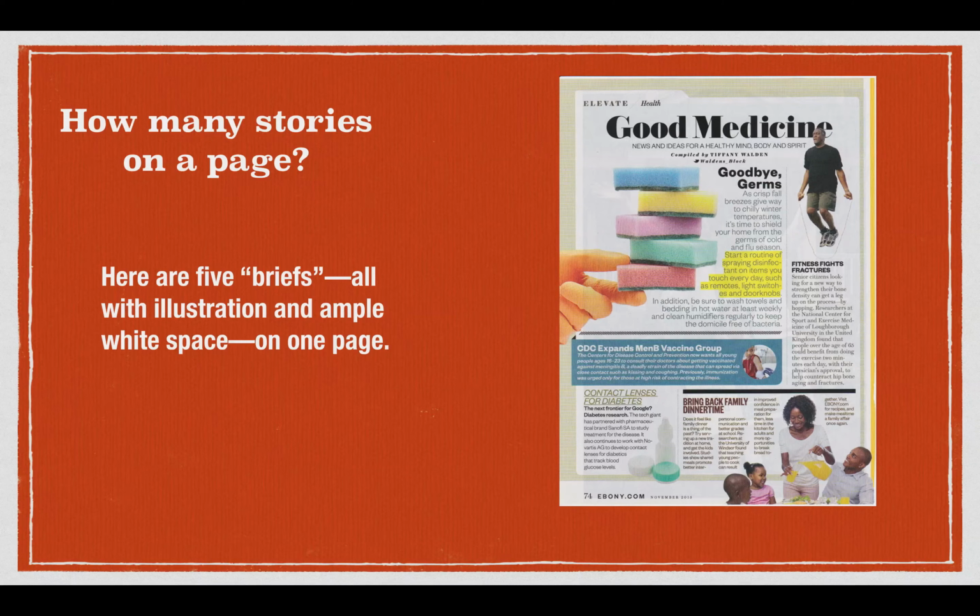And that could be very busy, but you'll also notice that the blue, for example, in the sponge at the top of the page sort of mirrors that blue box where it talks about the CDC, and the green in the sponge at the top mirrors the pill bottle or the contact lens thing at the bottom of the page. So you have a connection with the different colors so that that page holds together.